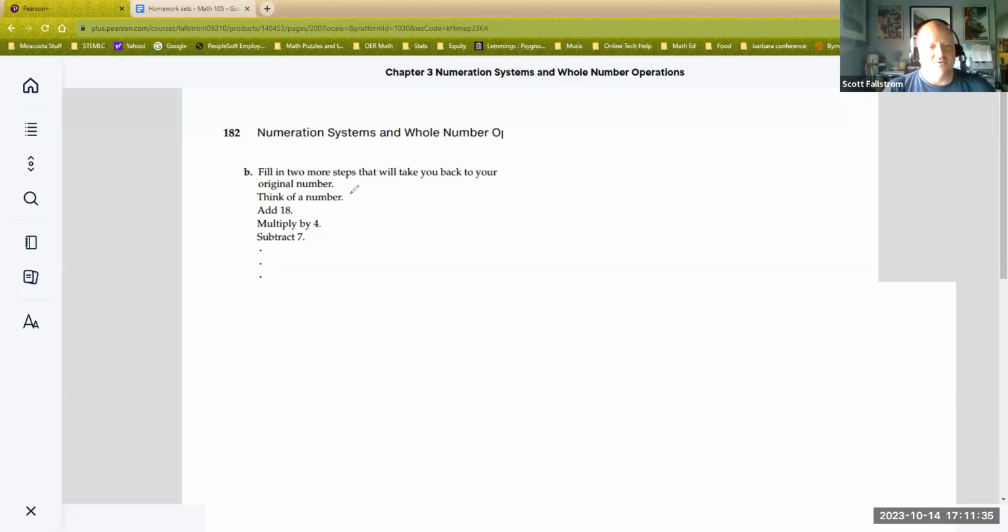So let's take a look at this one just as an example here. So it's to think of a number. Okay, I'll call my number n. Then add 18. Okay, n plus 18. Then multiply by 4. Got it. So I have 4 times n plus 18. Again, I could leave it like this. And then it says subtract 7. So that would be 4 times n plus 18, I take that whole quantity and I subtract 7. I could absolutely do that.